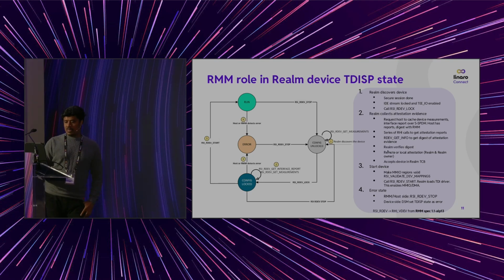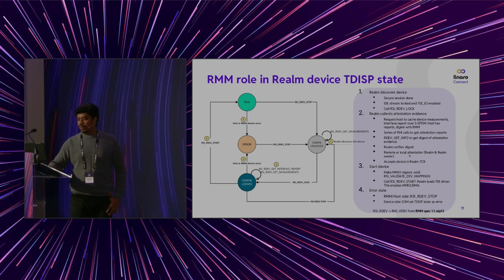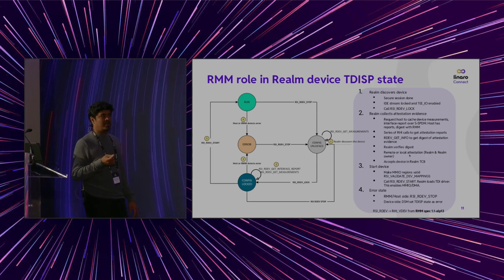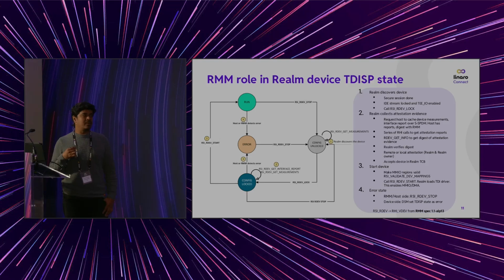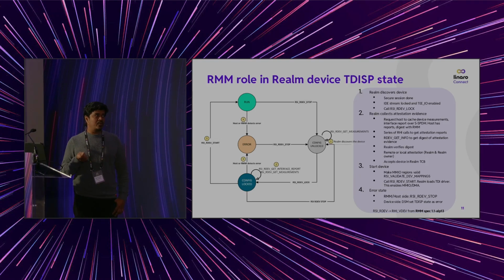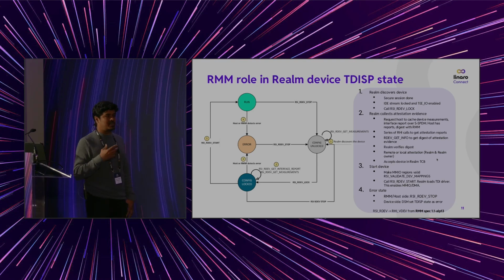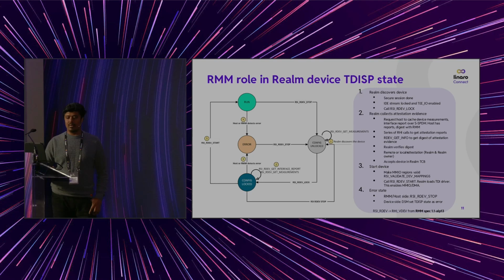Once the realm retrieves and verifies the digest, it can go for a remote or a local attestation, which is up to the realm and the realm owner. Once the attestation is done, that is the key point over here. It says whether it's a yes or no. Once the attestation goes through, the realm accepts the device into its TCB by issuing an RDEV start command, which moves the device to a run state.